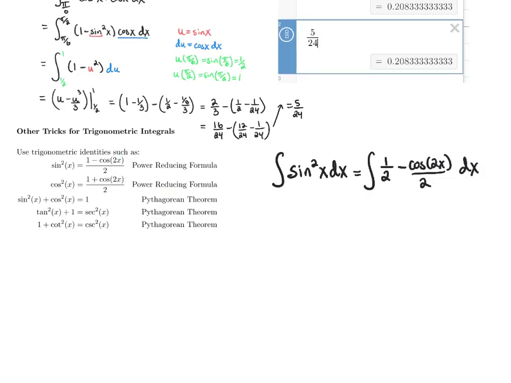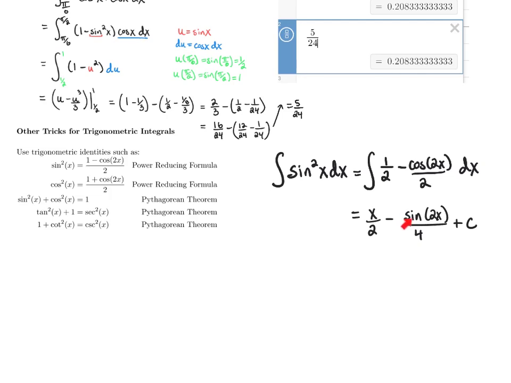Now each of those on their own are not too difficult to evaluate. This would be x over 2, and I have to do just a u substitution on the 2x to recognize that I'm going to get sine of 2x over 4 plus c. I typically do those u substitutions that just involve constants in my head and then just run through the derivative to make sure that it works.